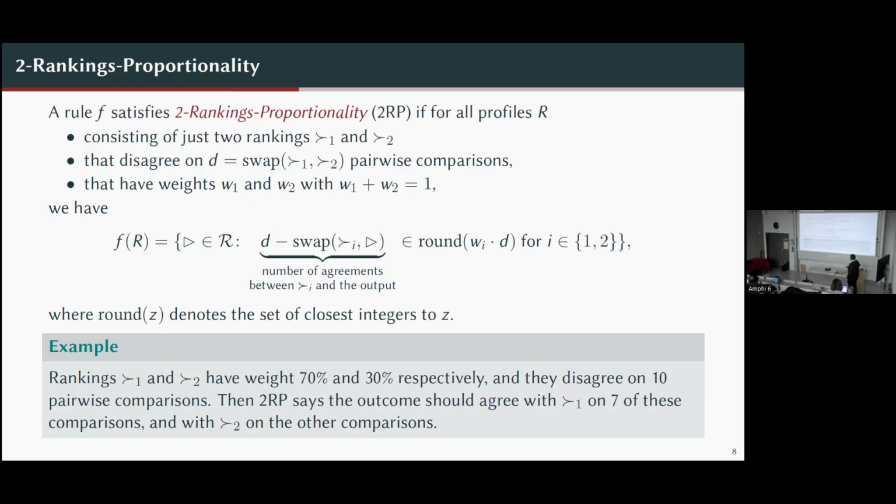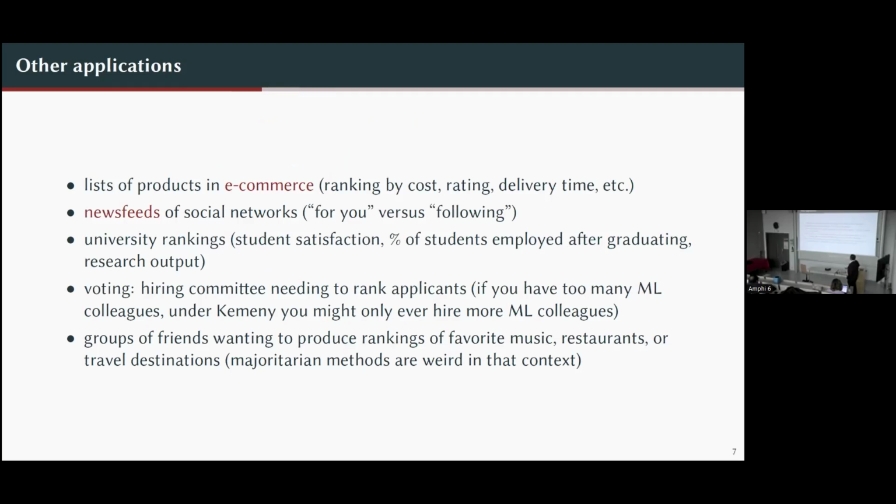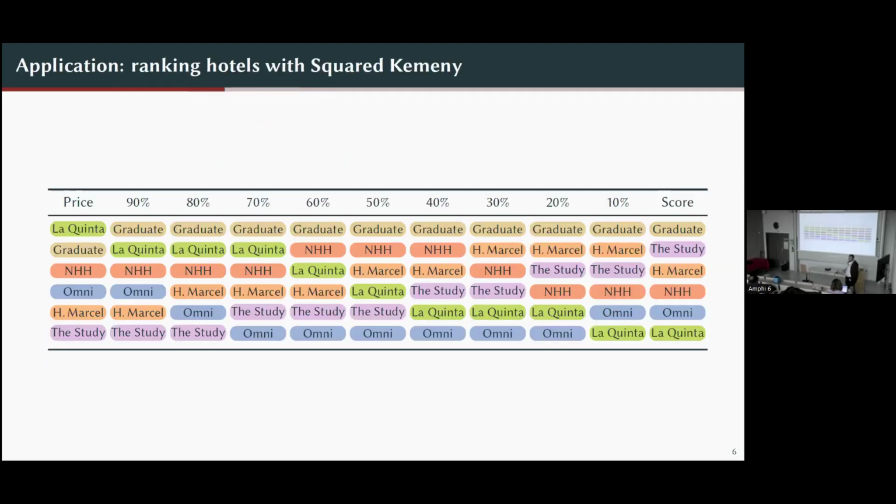And this example is actually, these numbers are chosen strategically because here, if you look at these 2 rankings, they disagree on exactly 10 pairwise comparisons. And as we move from left to right here, in each step, there's exactly 1 swap that changes. So if we're here, then this 70% one agrees on 7 out of the 10 disagreement pairwise comparisons with that, right? So it agrees with 7, it disagrees with, Marcel being above Omni and Steady being above Omni, and Marcel being above Omni. So these are 3 pairwise comparisons.